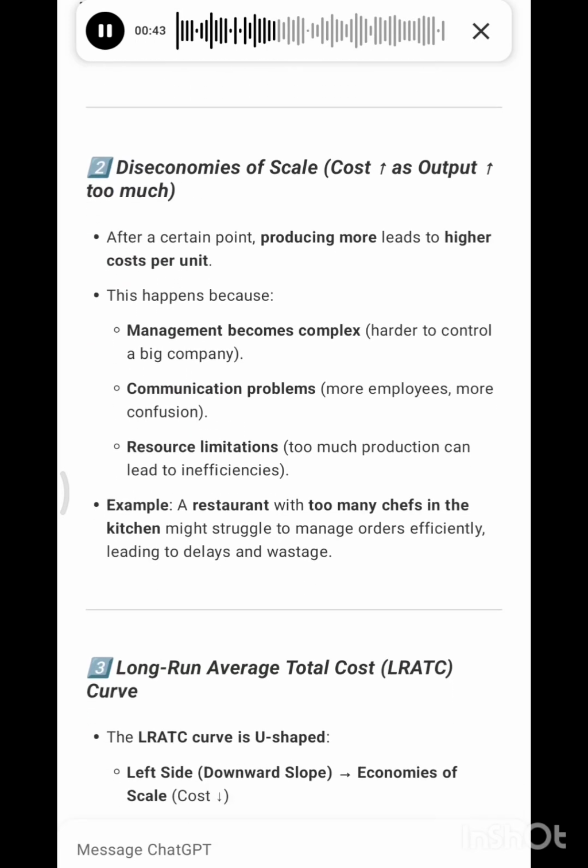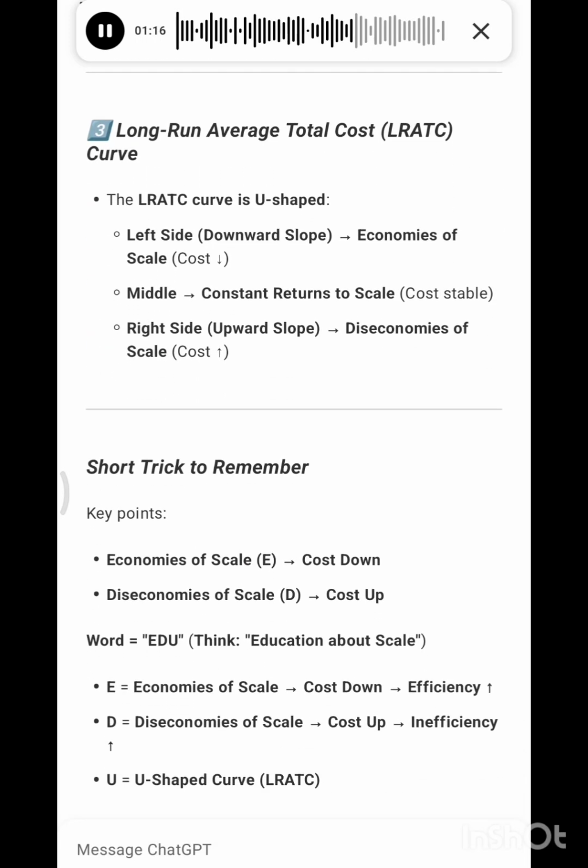2. Diseconomies of scale: cost rises when output is too much. After a certain point, producing more leads to higher costs per unit. This happens because management becomes complex, and it is harder to control a big company. Communication problems: more employees, more confusion. Resource limitations: too much production can lead to inefficiencies. Example: a restaurant with too many chefs in the kitchen might struggle to manage orders efficiently, leading to delays and wastage.